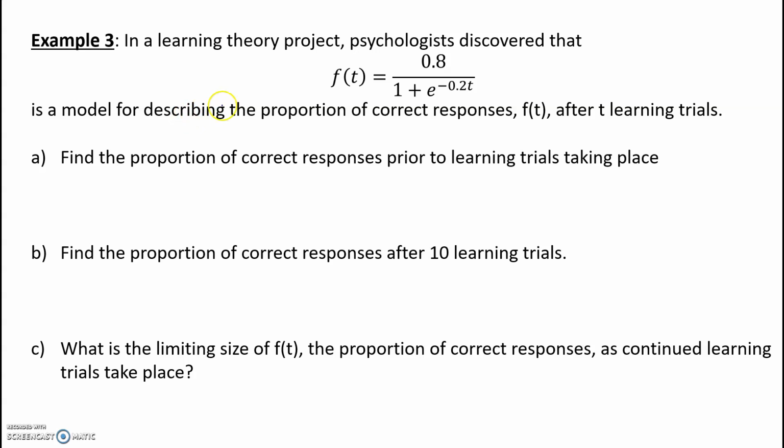All right. Next one, they actually give us a function, and it models the proportion of correct responses after t learning trials. So this says find the correct responses prior to learning trials. That means you've had no learning trials. So we have 0.8 over 1 plus e to the 0 times this is 0. E to the 0 is 1. So we really have 0.8 divided by 2. So you should get 0.4 correct responses.